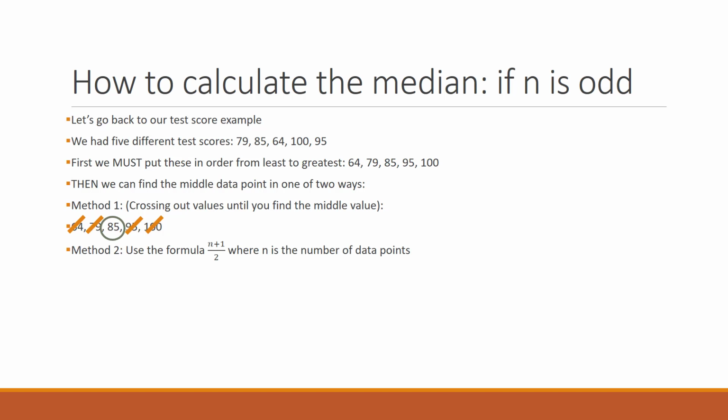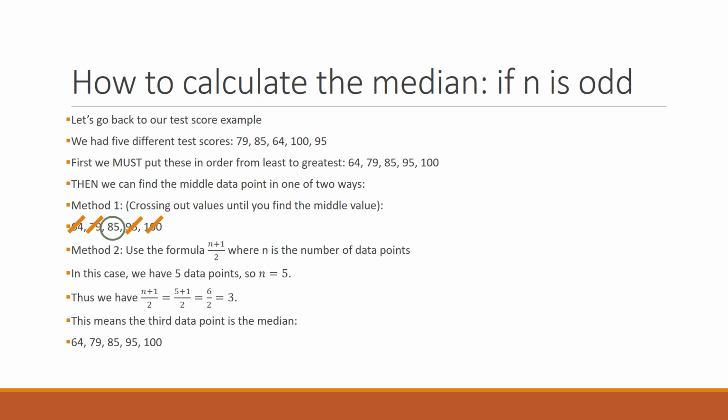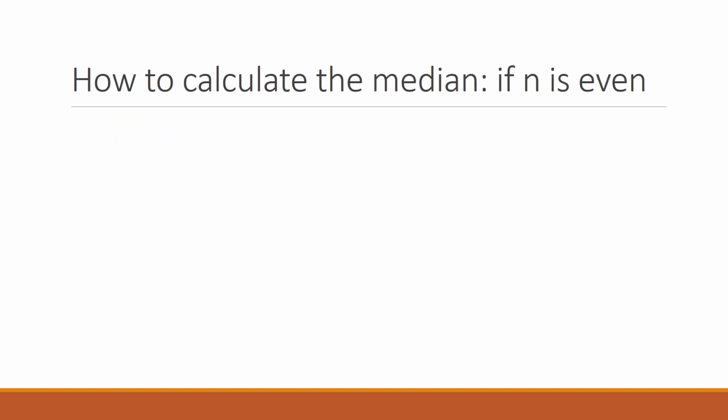A second method we can use is to use the formula (n + 1) / 2, where n is the number of data points. In this case, as we said before, n is 5 because we have 5 data points. Therefore, our formula becomes (5 + 1) / 2, or 6 / 2, or 3. This means that the third data point is the median. So we can simply look at our set of data, find the third data point, and know that this is our median. Let's repeat this process if we have an even number of data points.